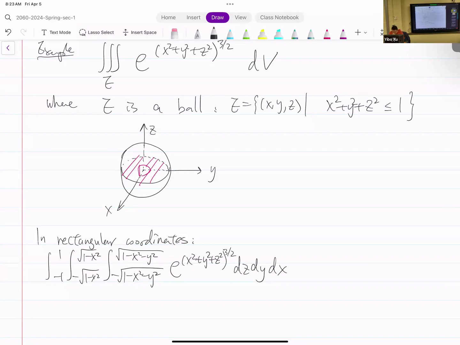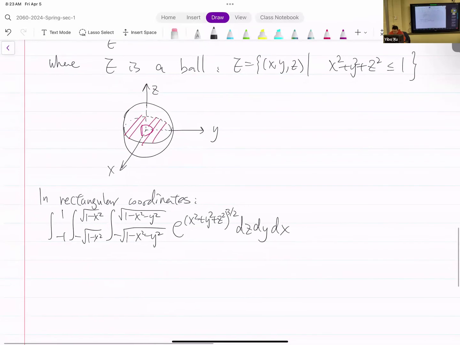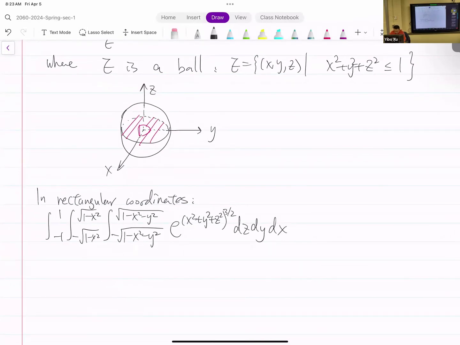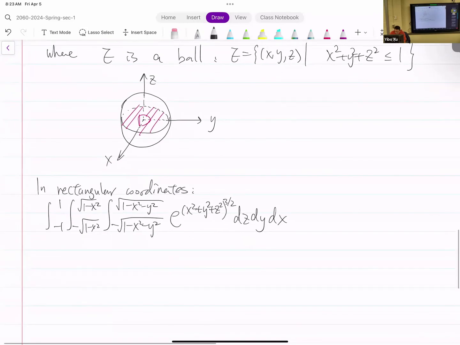So this integral is definitely hard to integrate. Firstly, for the most inner part, we're integrating in terms of z, but we don't really know the antiderivative for this in terms of z, right? And secondly, we see a bunch of radicals. Here we have a radical, and here we have a radical. So in XYZ it is definitely hard.